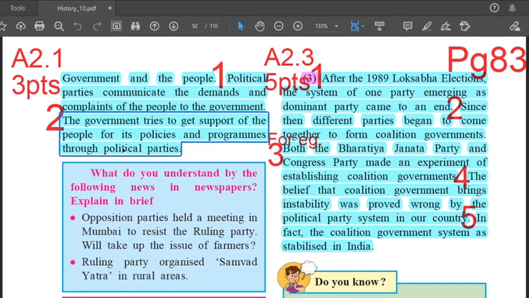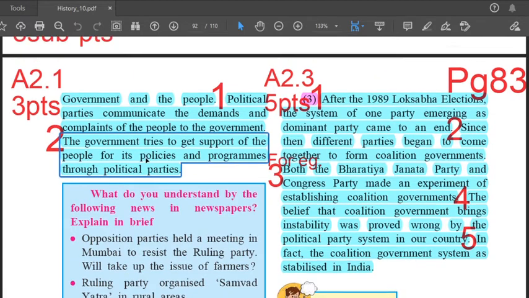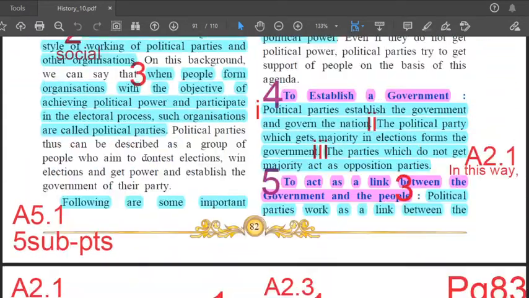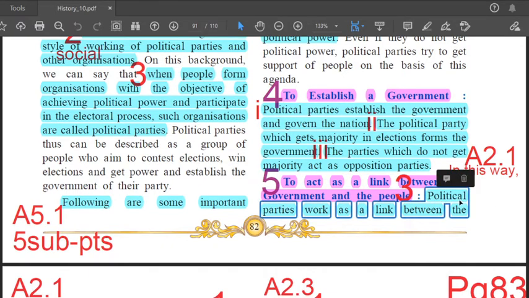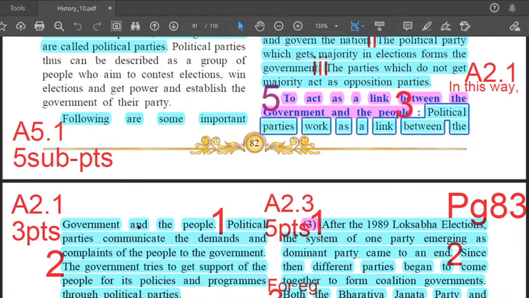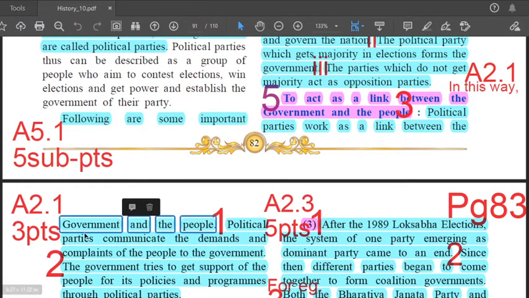Third and the last point is on page number 82. Here, page 82, right hand side, second last line. Political, can you see over here? Right hand side, second last line. That's your third point. Political parties work as a link between the, again go to page 83, left hand side first line. So political parties work as a link between the government and the people, till here.